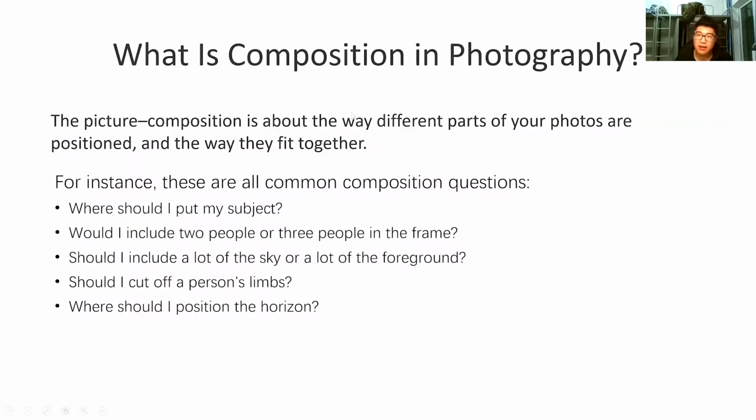And the next part is composition. Finally, what is composition in photography? Composition is about the way different parts of your images, your photos, are positioned and the way they fit together. For instance, these are all common composition questions. Where should I put my subject? Should I include two people or three people in the frame? Should I include a lot of the sky or a lot of foreground? Should I cut off a person's limbs? Where should I position the horizon? All of these kinds of questions are about composition.